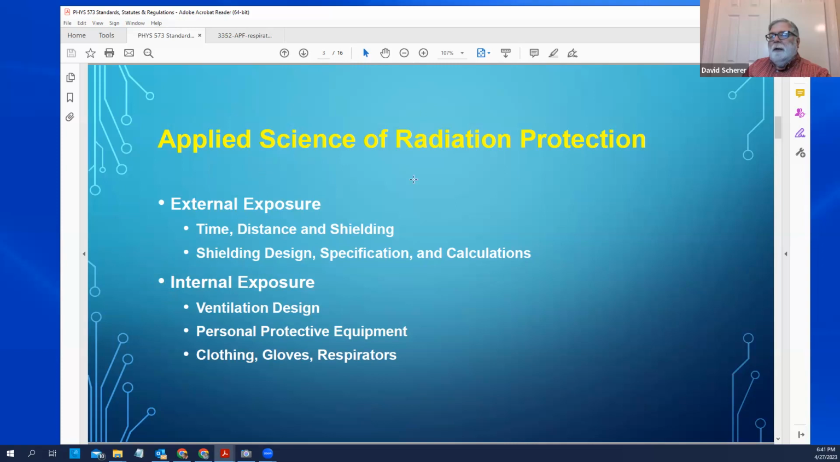Then the other area where we can apply all the science we learned is for internal exposures. So we have two worlds. We have external exposure and internal exposure. And I'm going to briefly cover this in a few slides.